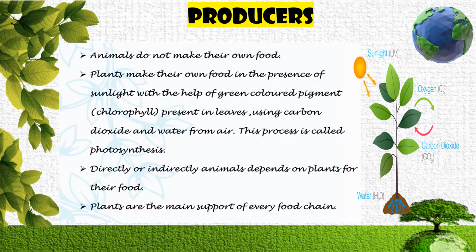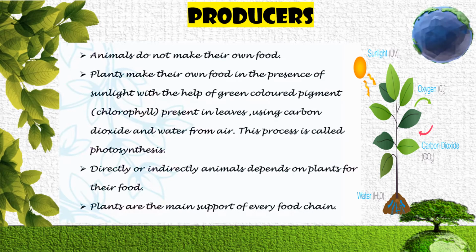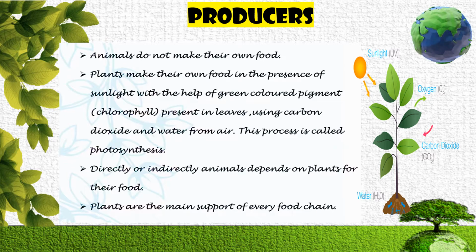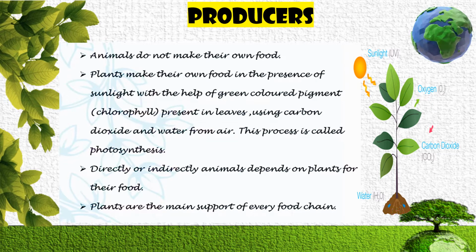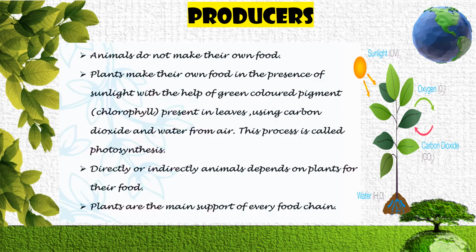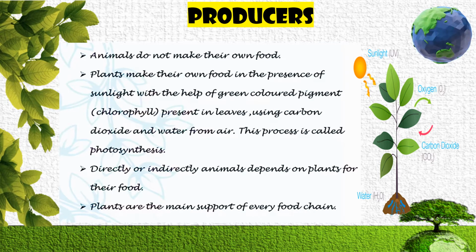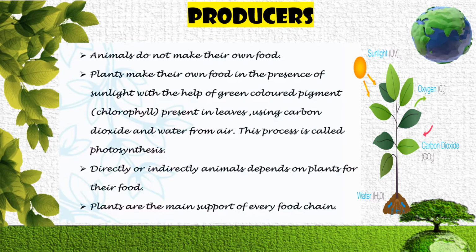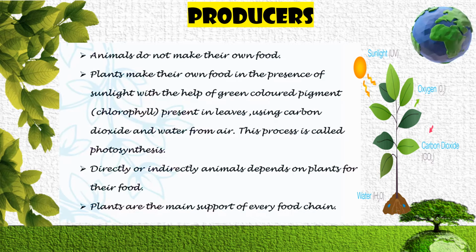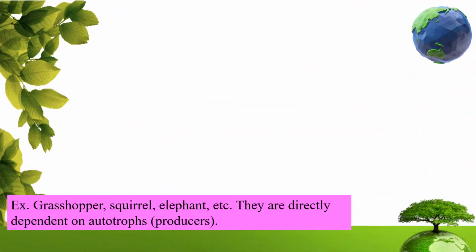Directly or indirectly, animals depend on plants for their food. Plants are the main support of every food chain. Producers are extremely important because they are the only thing which can absorb energy from the sun, and in turn the animals depend upon them directly or indirectly. Herbivores need plants for survival, whereas carnivores need the herbivorous animals which are dependent on plants. So plants are the basic requirement for all living organisms to obtain energy. The next one that we have is the herbivores.